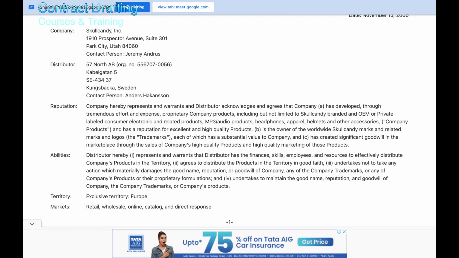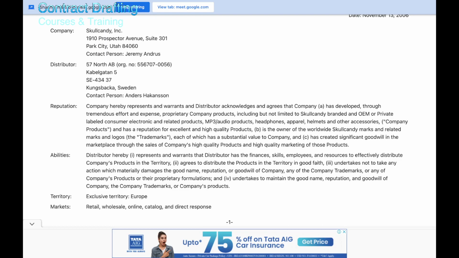Now, important terms are covered in the initial part. Who is the company? Who is the distributor? What is the recital here? So, reputation and abilities. Now, companies, representation and warranties, that the company has certain proprietary products. Then there is a reputation attached to those products and some trademarks and logos. So the company holds a value in these trademarks and there is a goodwill of the company.